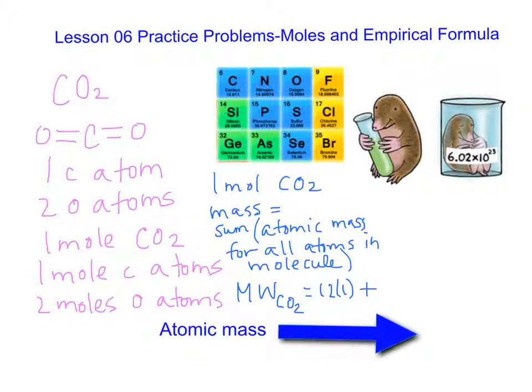Plus, we have 2 oxygen atoms. Each mole of oxygen atoms weighs 16 grams. So we would do 16 times 2. So this is going to be 32 plus 12, which is equal to 44 grams in 1 mole of CO2. So this is called our molecular weight.